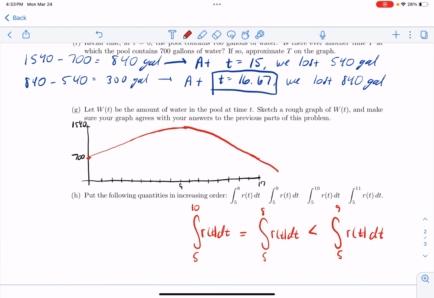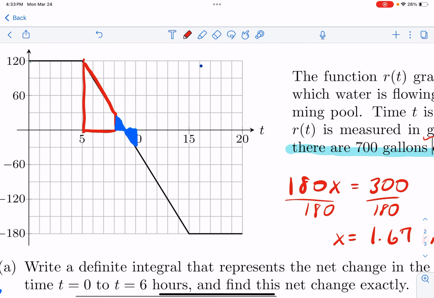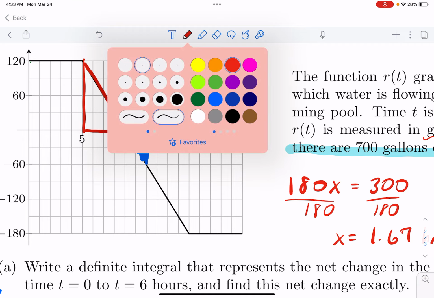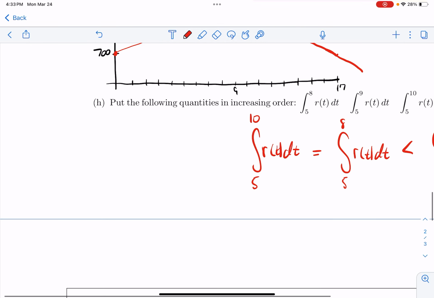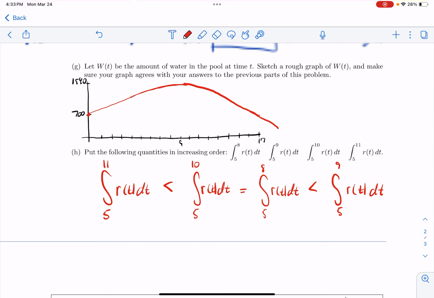And let's see, 5 to 11, 11 keeps going negative, so that's definitely going to be the smallest one of all, right? Because we're taking away even more gallons. Then we subtract that area out. And this is then greater than the integral from 5 to 11 of r of t dt. Okay.